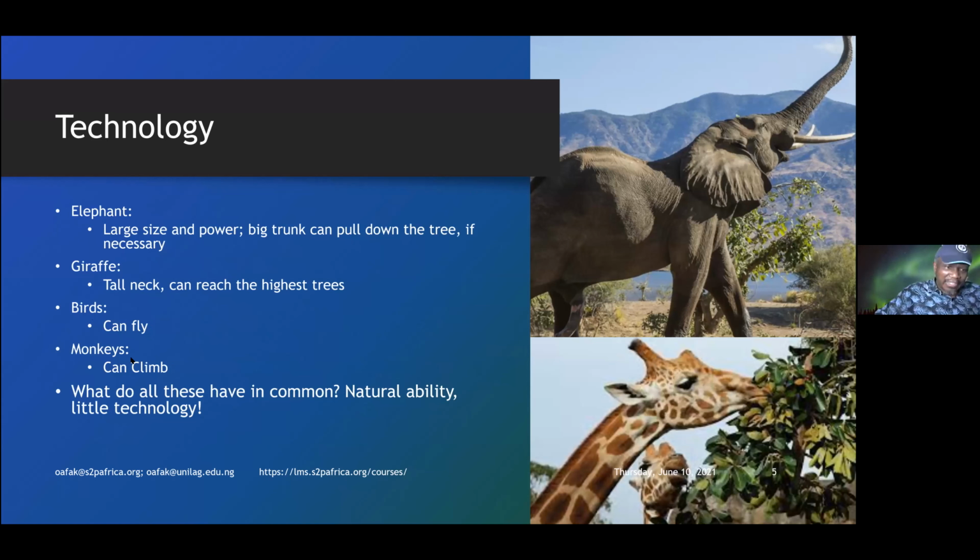Now, the question is this: to answer the question of what is technology, what do all these have in common? All this, the elephant, the giraffe, the bird, the monkey, they have natural ability, little technology. They are all using their natural ability, and that is their strategy. That is the strategy they deploy to win any battle. Their natural ability.